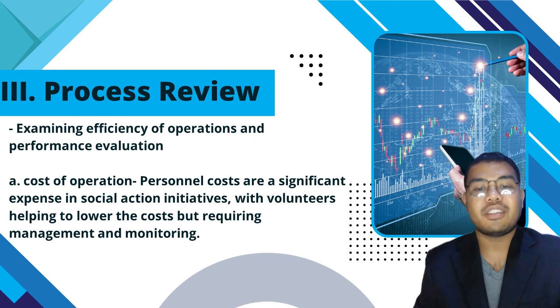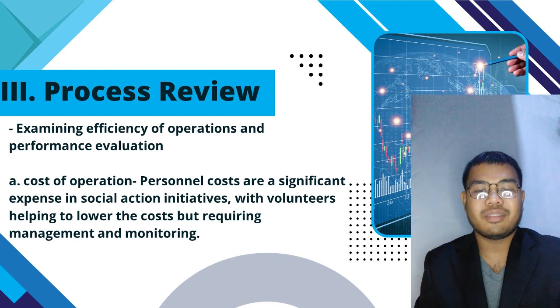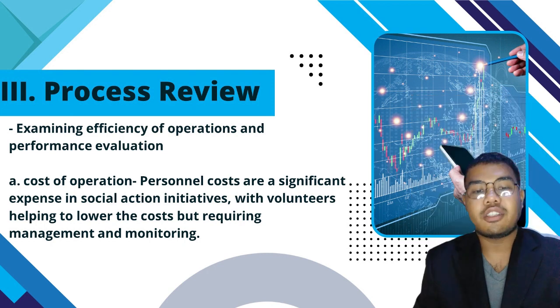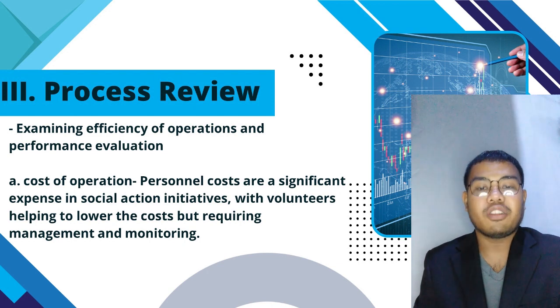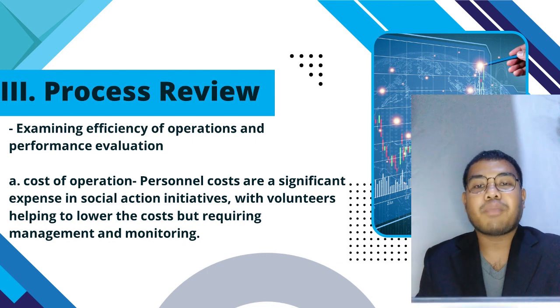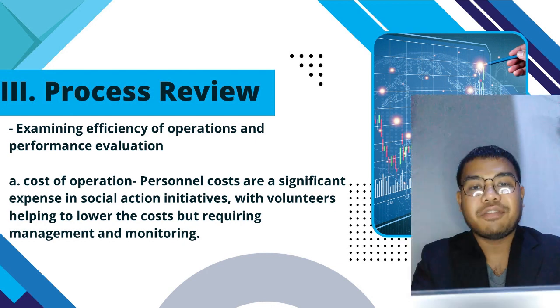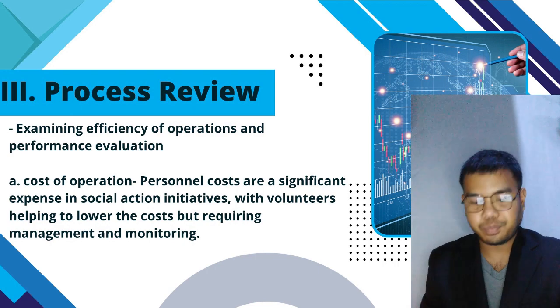Now let's move on with the process review. It is examining the efficiency of operations and performance evaluation. It includes, first, cost of operation. Personnel costs are a significant expense in social action initiatives, with volunteers helping to lower the cost but requiring management and monitoring. In the process review, the cost of operation determines the costs intended for the operations, for example personnel cost. Through the help of volunteers, it lessens the cost since you don't need to pay the professional fees rendered by an individual.